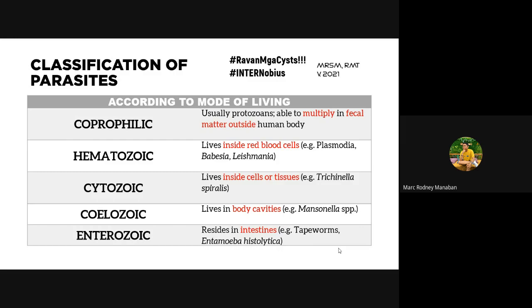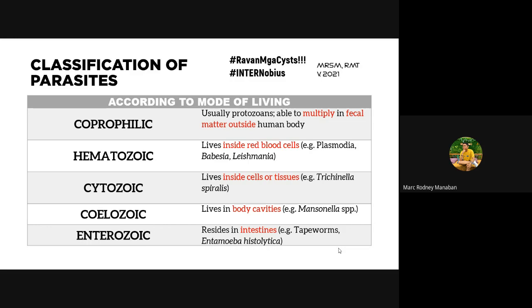Okay, all right. So next, you have coelozoic parasites that live or reside within body cavities. So example, Mansonella. And you have, of course, enterozoic by the name itself. These are parasites that reside within the intestines. Okay? All right. And majority of your parasites, human parasites, are enterozoic. No, they live within your intestines. Okay. All right. Ayan. So, those are the classification of parasites according to mode of living.